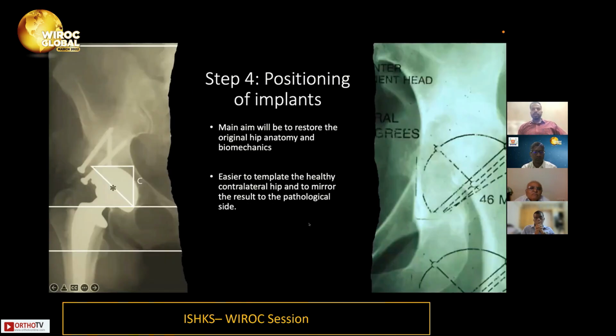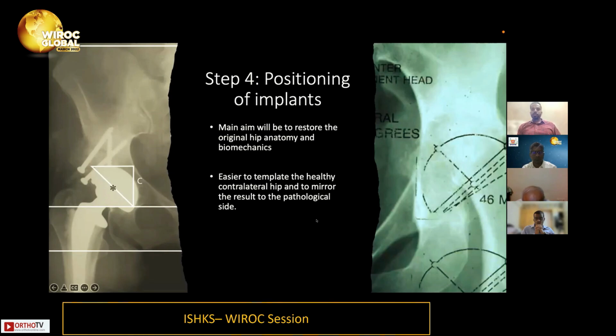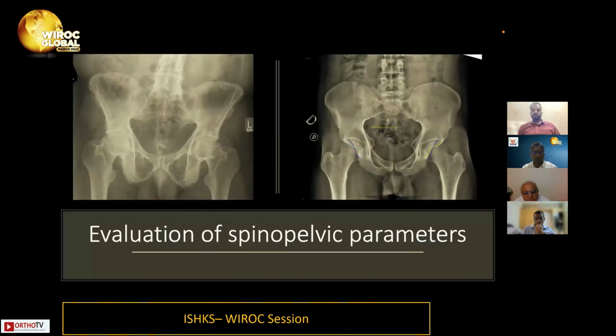And finally, this included the positioning of the implants with the main aim to restore the original hip anatomy and biomechanics. It was considered easier to template the healthy contralateral hip to mirror the result to the pathological side. Although intuitively this approach is extremely compelling, it has been shown of late, especially with the works of Abdel et al., that positioning the implants in the safe zone itself was not an insurance against instability, and that the 3D picture and the spinopelvic and pelvifemoral parameters are dynamic in nature, and trying to replicate the 3D biomechanics of the hip just by restoring these parameters using the available implants may not be the practical approach or the way to go.